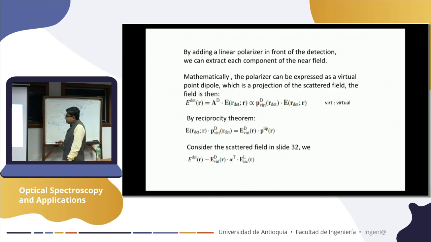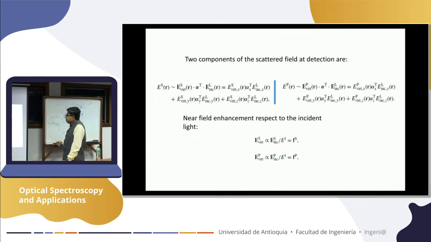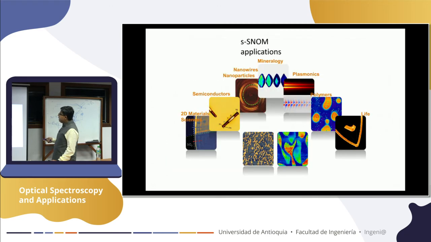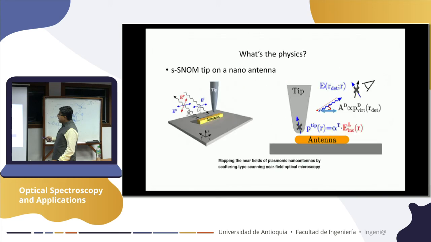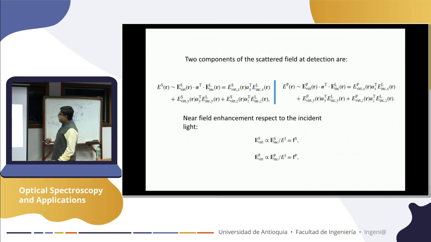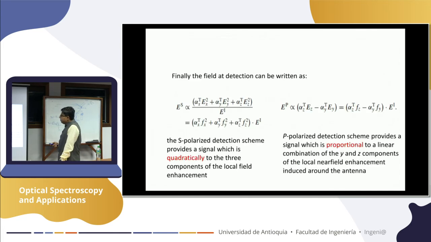So we normalize with detector sensitivity. That's the same, and we keep writing to find out the ultimate field I'm looking at. The ultimate scattered field is with respect to the incident field, because I'm illuminating with the incident light. In a nutshell, I'm trying to find out how much S polarized light I am collecting back with respect to the total incident field, and how much P polarized light I am collecting with respect to the total incident light. So that's the scattered light I am looking at.